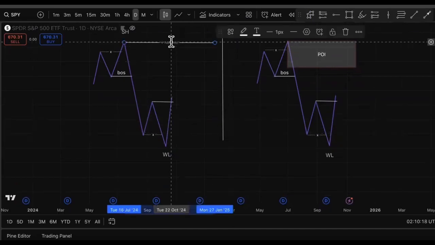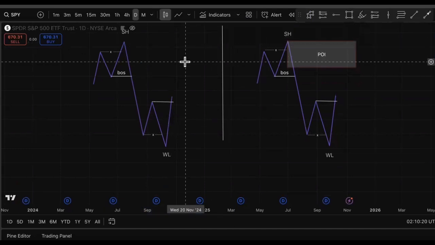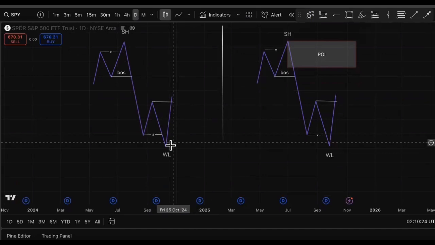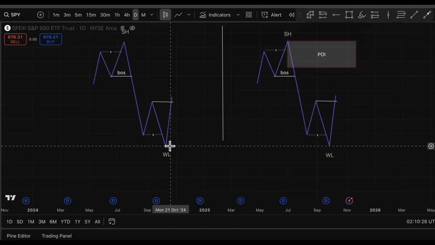You might hear terms like external range liquidity used interchangeably, but all it is saying is that it's weak. It shouldn't hold. This should be a target at some point.